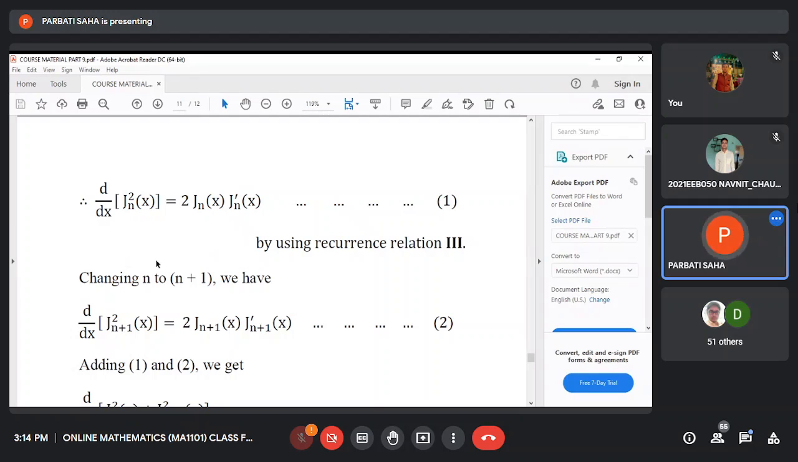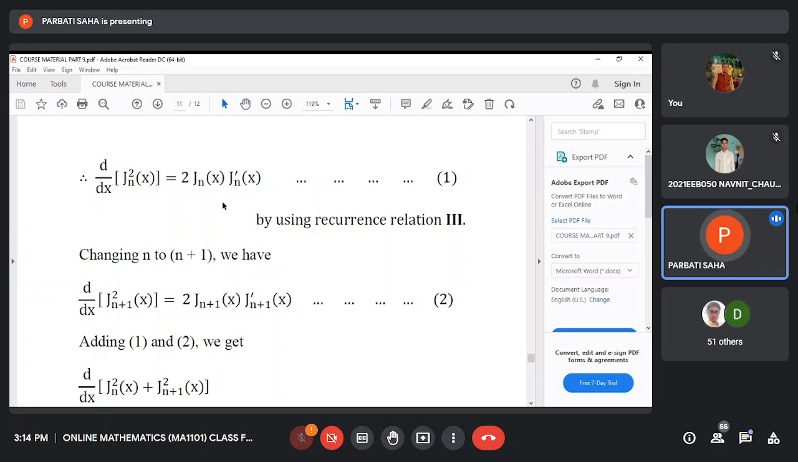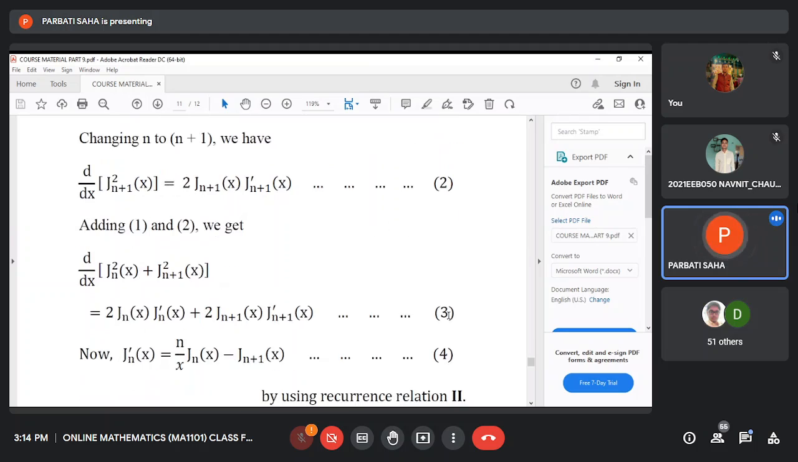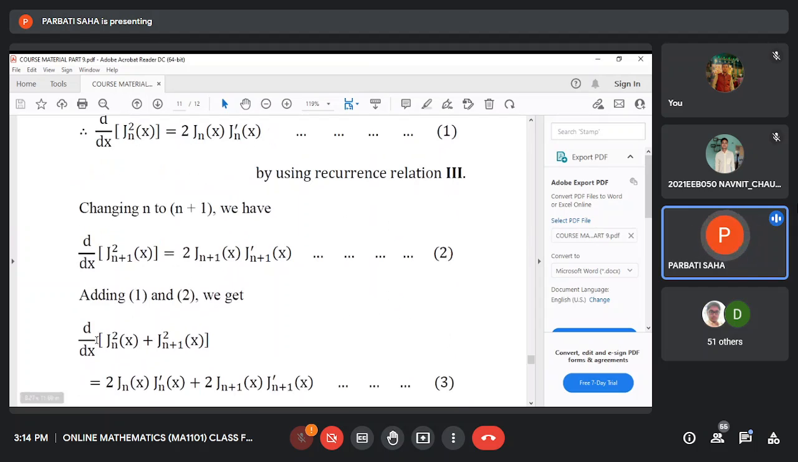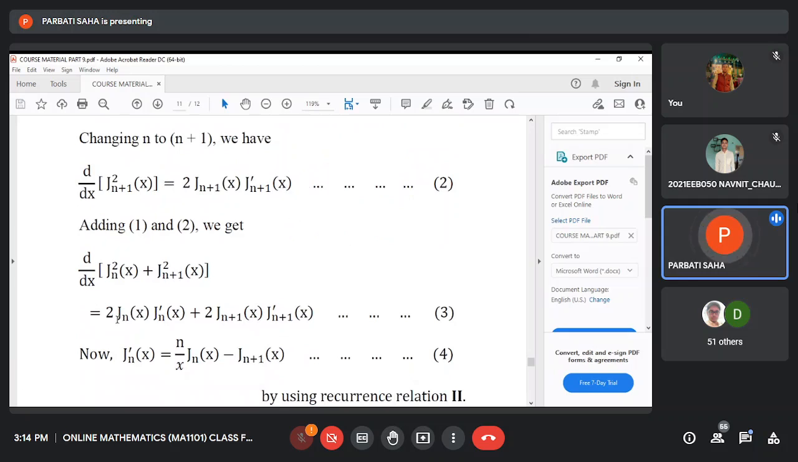What we are doing now is changing n into n plus 1. Okay, changing n to n plus 1, we get this, and then you add these two relations 1 and 2 to obtain this, because you are to obtain d/dx of Jn square x plus Jn plus 1 square x. Okay, so it should be like this.